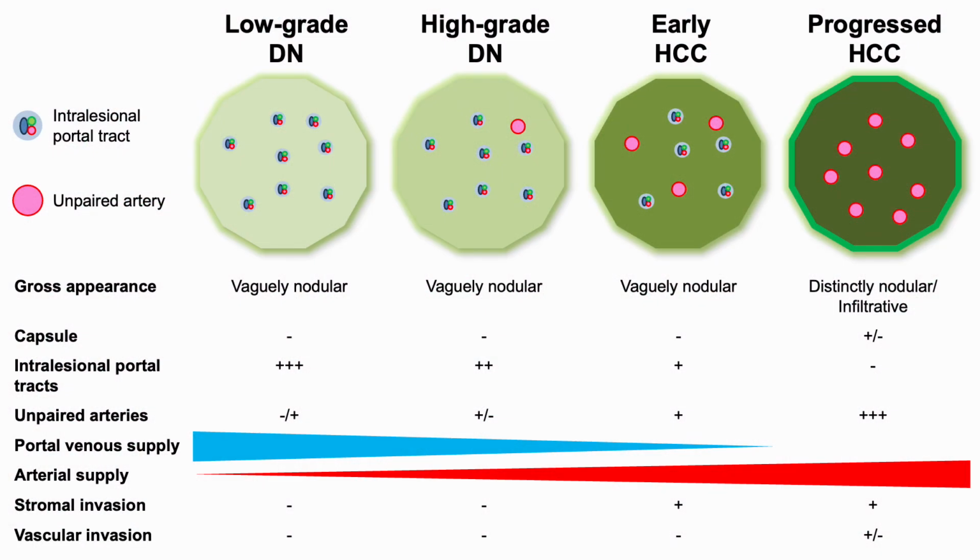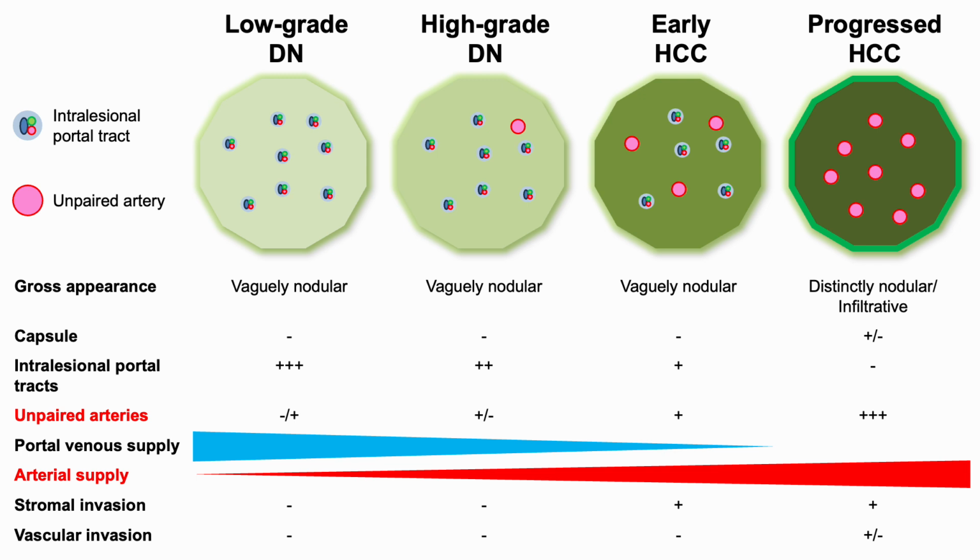Here are the pathological characteristics of dysplastic nodules, early HCC, and progressed HCC. We will explore the precursors of HCC in more detail in a subsequent video. Unpaired arteries are a distinguishing feature of HCC progression. They first appear in high-grade dysplastic nodules, and their prevalence increases as the lesion advances to early HCC and subsequently to progressed HCC. Simultaneously, the number of portal tracts diminishes.